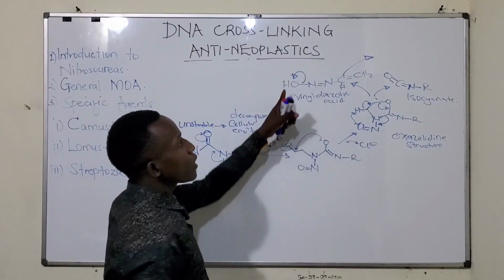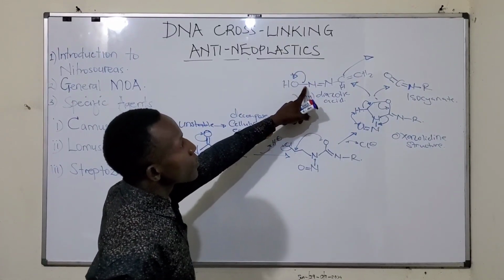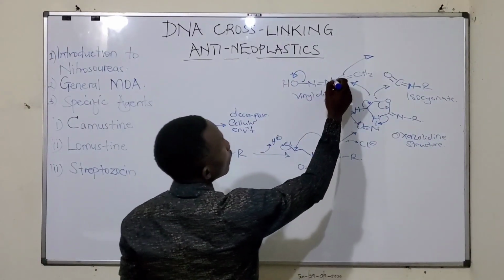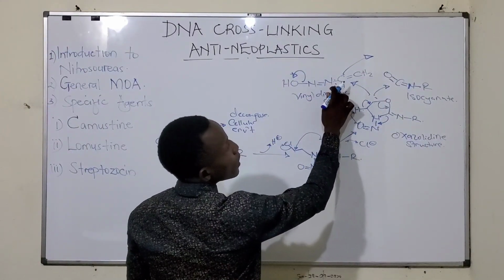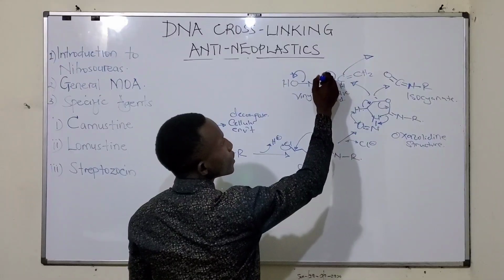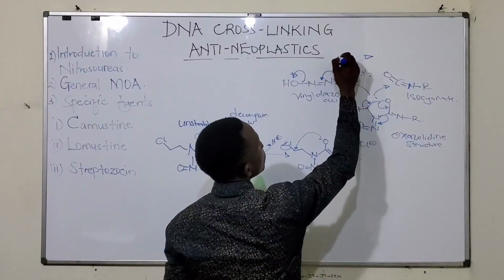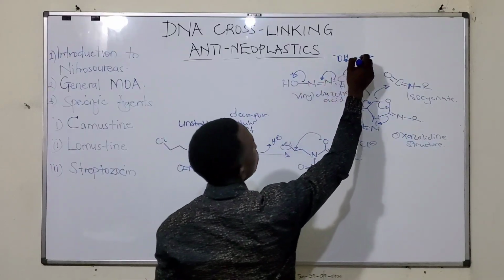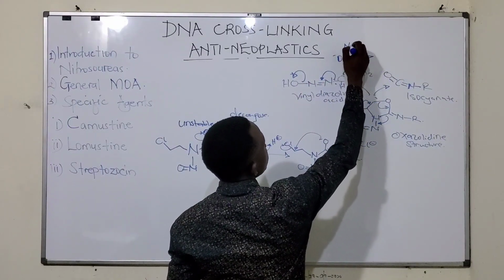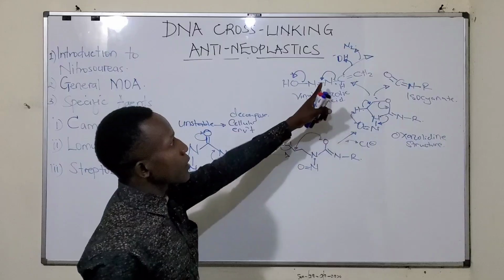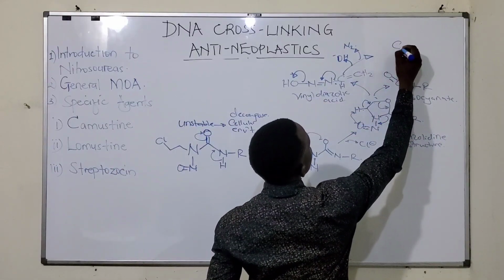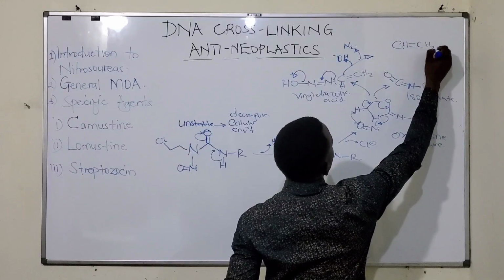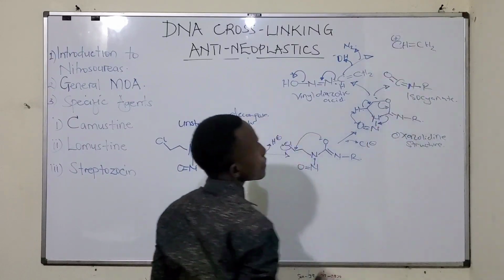We shall have loss of the OH group. When you lose the OH group, this nitrogen atom is left unstable. So we shall have using of these electrons to form a bond here. So we shall have loss of this OH, and also loss of the nitrogen as a gas. So we shall have the carbocation, which is CH2, and this is a carbocation.